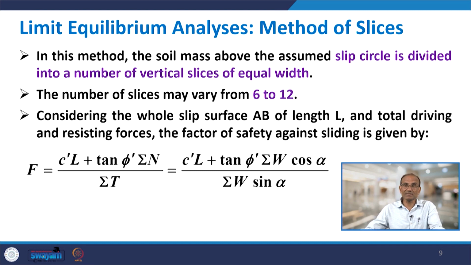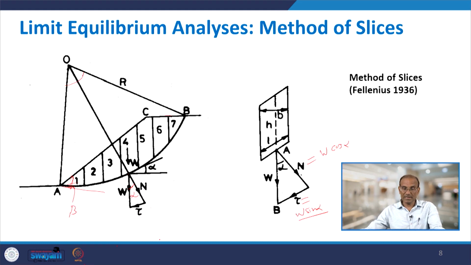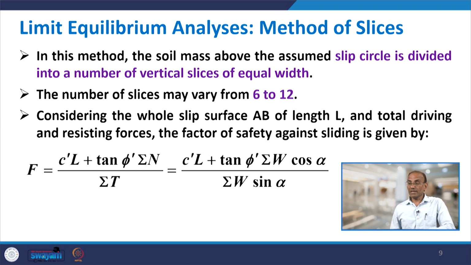Considering the whole slip circle AB of length L, what is L? L is the total length of this chord on the curve part. So, AB is not the straight line of the triangular part; if I go along this curve, along the periphery of this circle from A to B, that length will be capital L. And from the total driving and resisting force, the factor of safety against sliding can be determined from this relation, where C prime and phi prime are the effective cohesion and effective angle of internal friction.